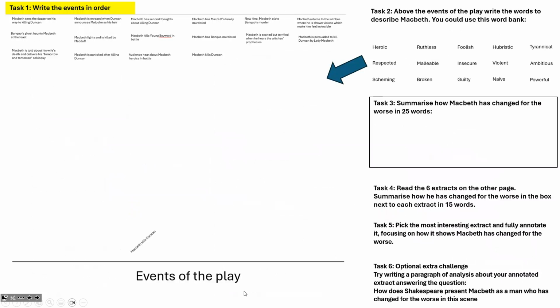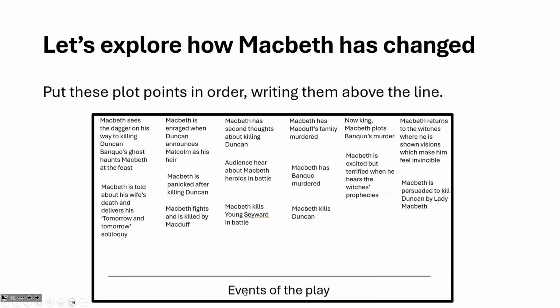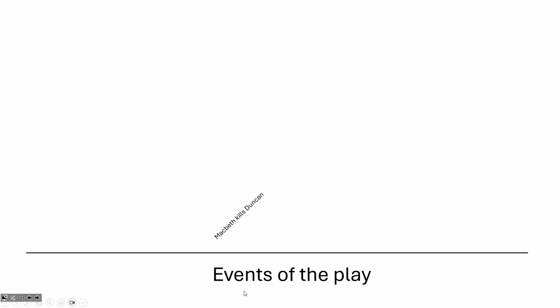In the top of your sheet, you can see 17 plot points from Macbeth. I need you to write them onto the line for the events of the play. So let's explore how Macbeth's changed. Put these plot points in order, writing them above the line like this. Macbeth kills Duncan. The first one is done for you.